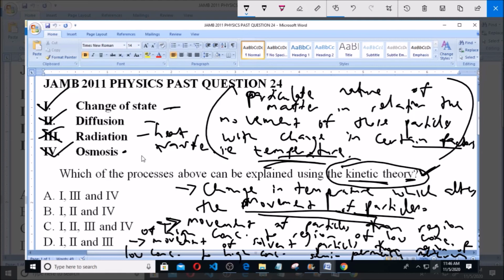So we have listed 1, 2, and 4 as the phenomena which can be explained using the kinetic theory, and 1, 2, and 4 is option B. So B is the correct answer to this question.